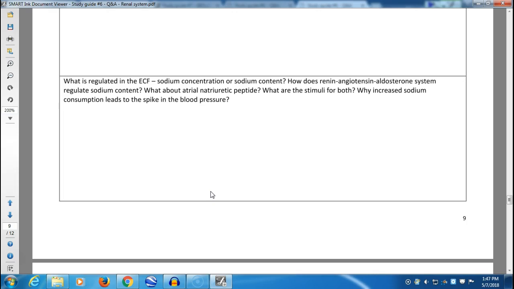Stimulus for aldosterone, low blood pressure. Stimulus for atrial natriuretic peptide, high blood pressure. And remember, we talked about it. When you eat something salty, what immediately happens to the sodium content in the ECF? It increases, which means since the concentration is the same, sodium content in the ECF increases. It draws water, and volume of ECF increases, and you have a spike in blood pressure. Clear? Good?